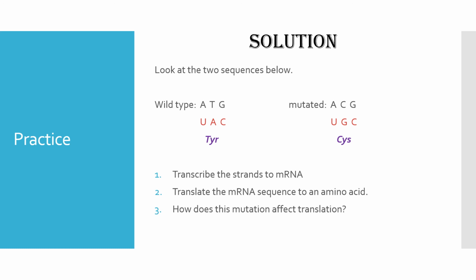When we transcribe the strands to mRNA, we see that the ATG transcribes to a UAC, which translates to a tyrosine amino acid. But on the mutated strand, the ACG now transcribes to a UGC, and in translation, that becomes a cysteine. So the effect on translation is that 2 different amino acids have been produced. Is that what you got when you tried it?